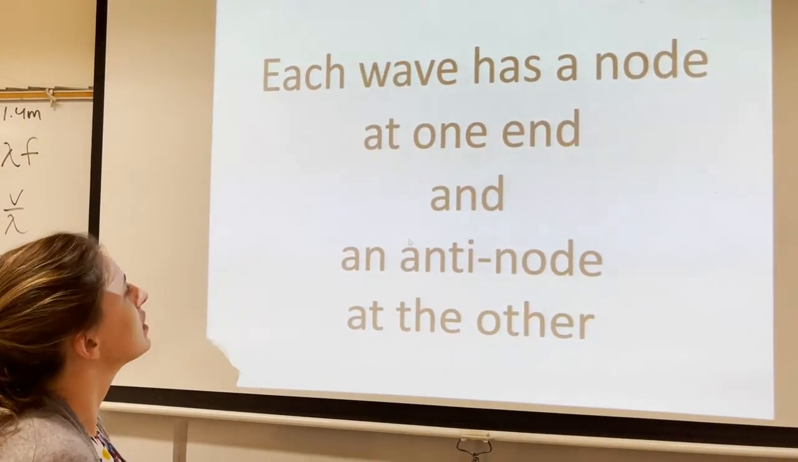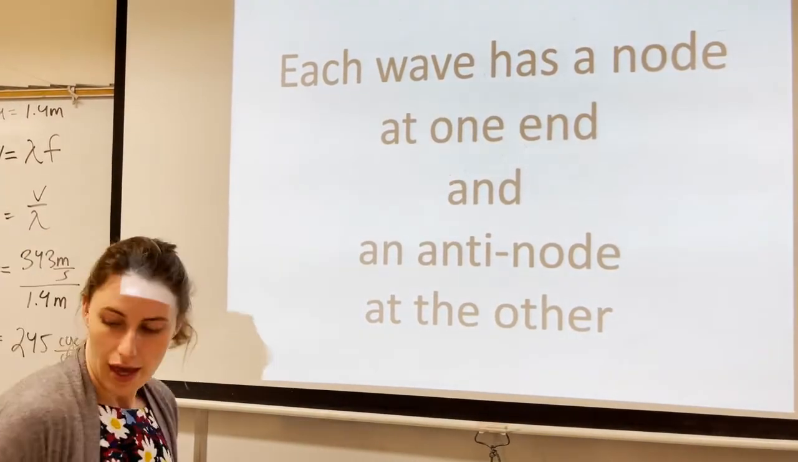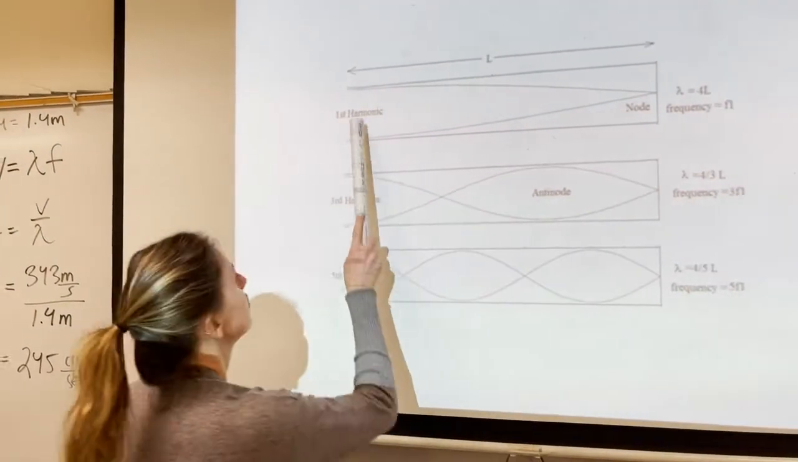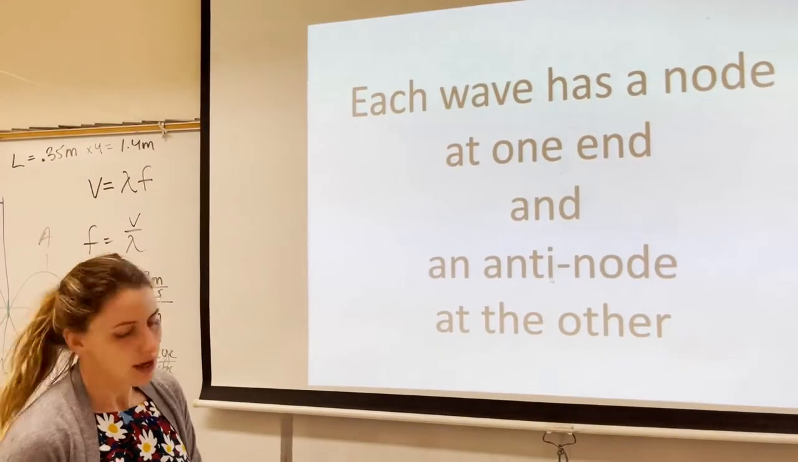Each wave has a node at one end and an antinode at the other, and you can see that again. Node at one end, antinode at the other. That is the commonality that we see for all of them.